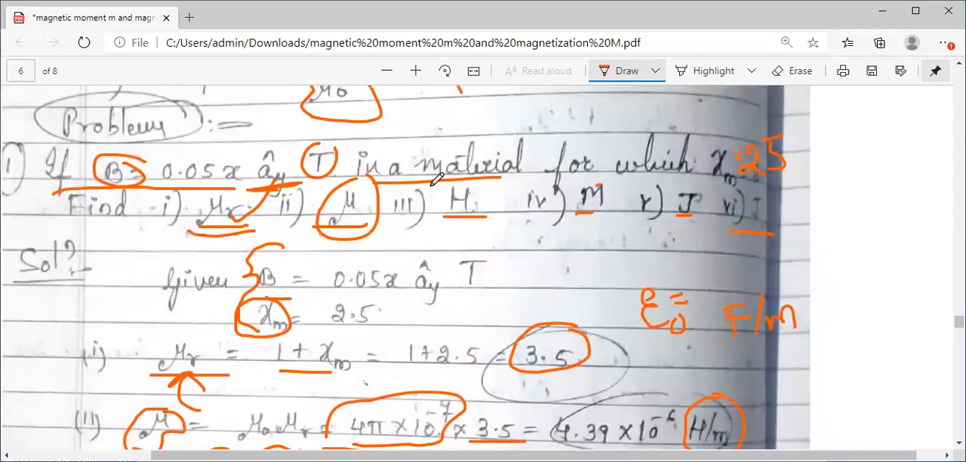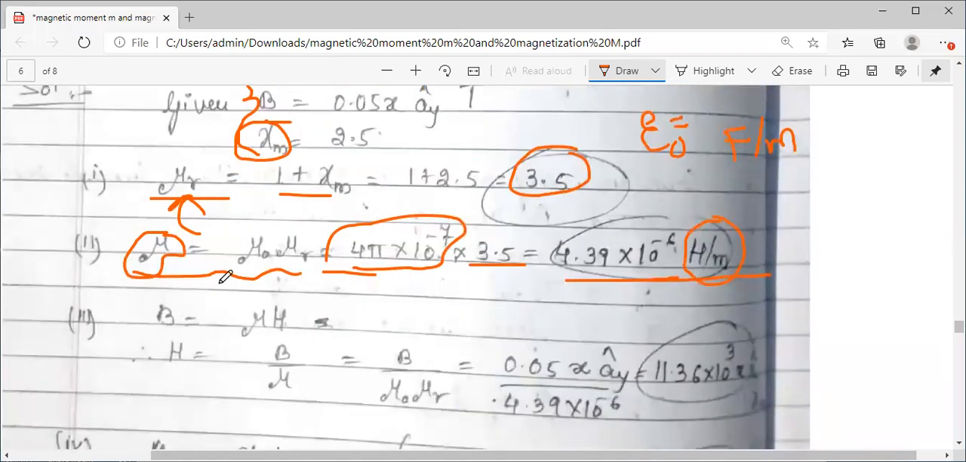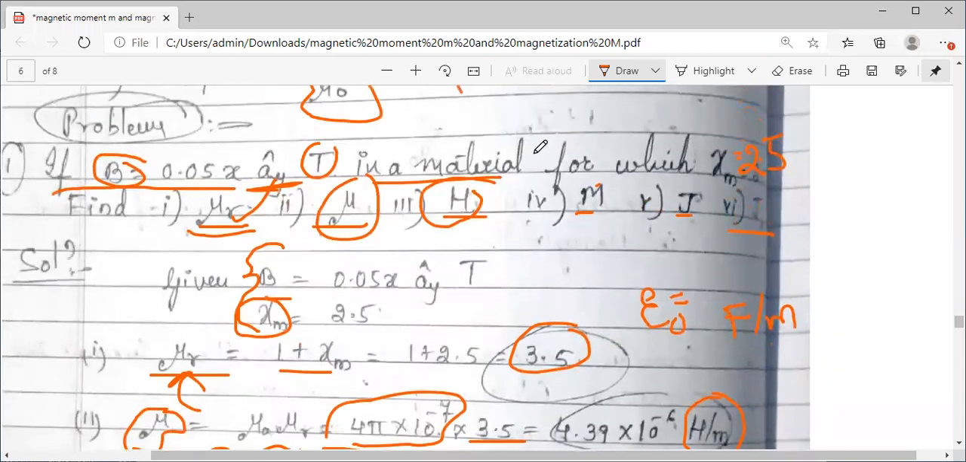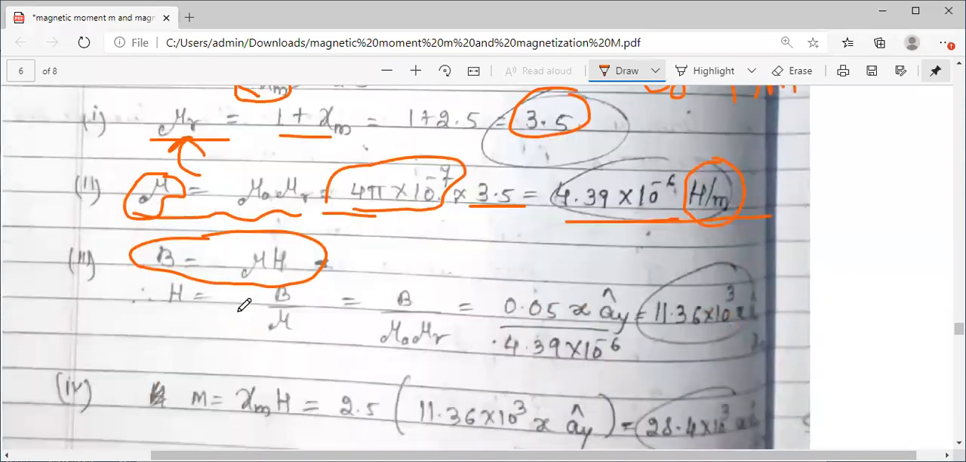Now the third question, it is H. You need to find H. How will you calculate H? As usual, we have used B equals mu H. Generally we use B equals mu naught H. But here I cannot use mu naught simply because the medium has a susceptibility of 2.5 and the medium is a material. It is not free space. So I cannot use mu naught into H. It is mu into H. But how can I find H from this? B by mu. But mu is not like mu naught. It is mu naught into mu r.